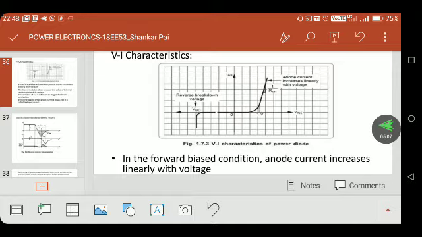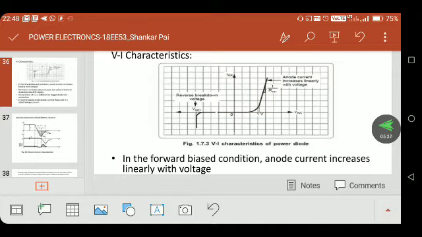Now look at the reverse bias case. At reverse bias, the curve is similar to a signal diode. Initially no current flows. Gradually if you increase the negative voltage, and it crosses the reverse breakover voltage, then the device conducts.